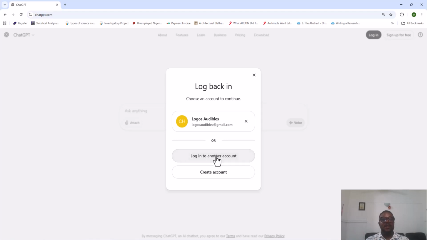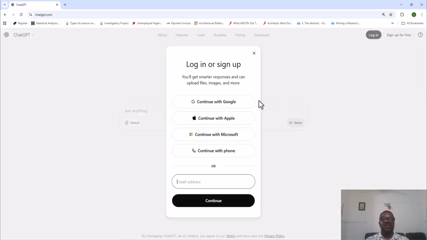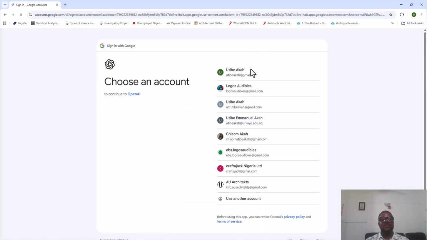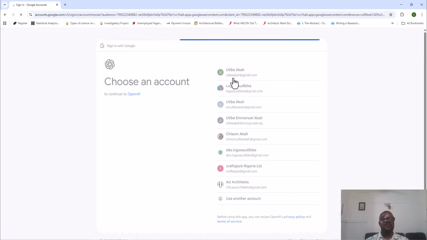So I log into another account, and here I'm going to use my Google account, so I can just choose anyone here. So I continue with Google, and as I come, see, I have a lot of emails, so I'll choose one here that I'm going to be using for this purpose.